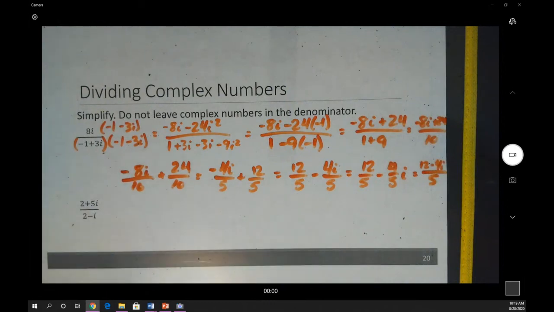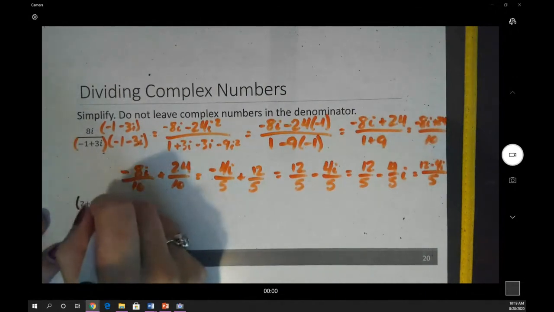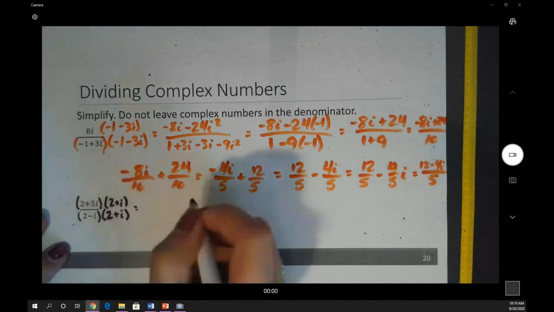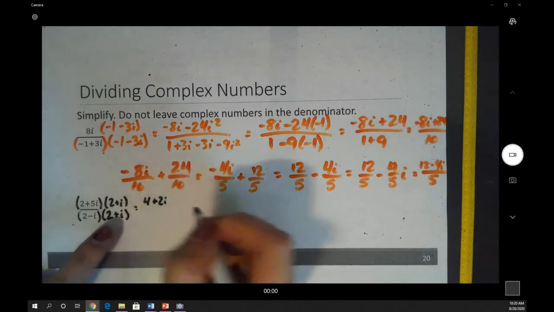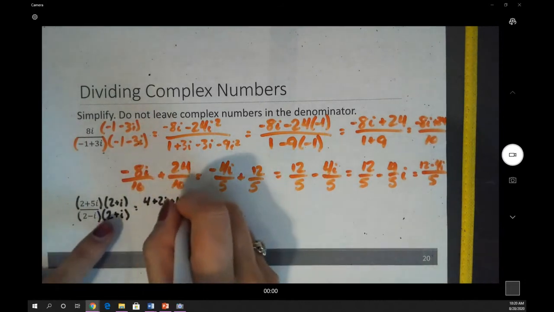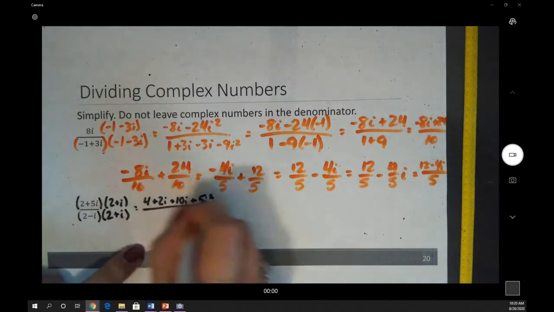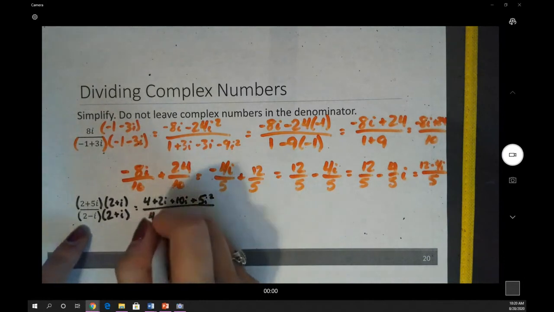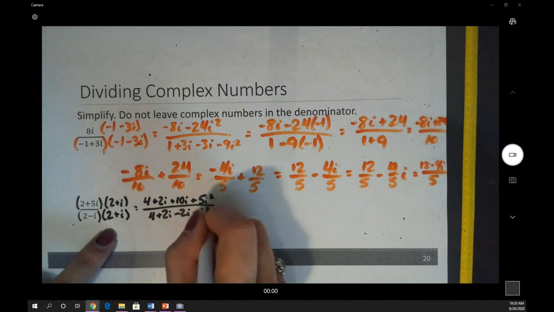The second one, we're looking at 2 plus 5i over 2 minus i. Again, we want to multiply the numerator and denominator by the complex conjugate of the denominator. So we're going to be multiplying by 2 plus i this time. In the numerator, 2 times 2 is 4, 2 times i is 2i, 5i times 2 is 10i, and 5i times i is a 5i squared. In our denominator, we're going to have 4 plus 2i minus 2i minus i squared.